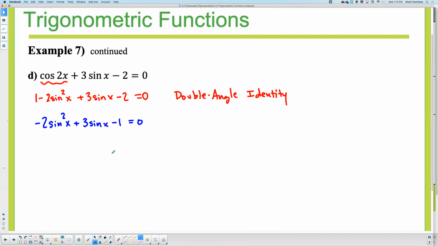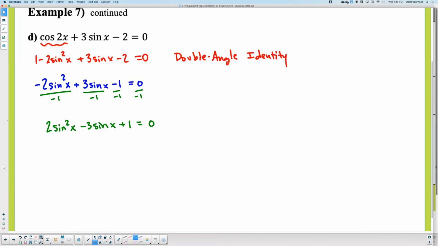Now I have this as a trinomial. What I'm going to do, I don't like the negative on the front. Divide all these by negative 1. If I divide everything by negative 1, what that's going to do is make my equation 2 sine squared x minus 3 sine x plus 1 equals still 0. And now I'm going to do a trinomial here, a x method to solve this problem. This is A, that's B, this is C.